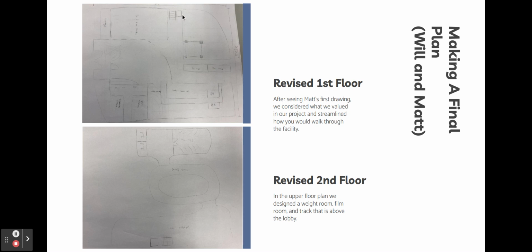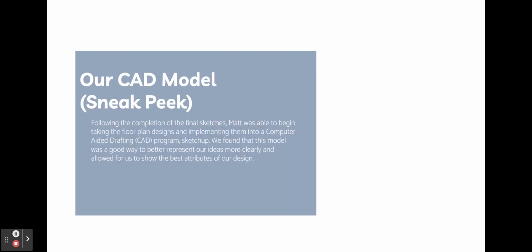These are your stairs and elevator, which would lead you up to the second level here, which would come out here, and we plan to have a weight room there with a track, which would be over top of your lobby area, and then you could have some film rooms as well as some golf simulators on this. So film room and 2 golf simulators.